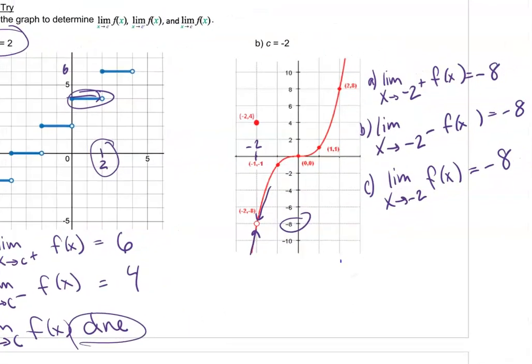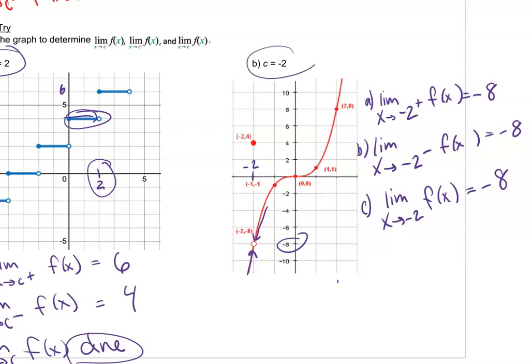Then for this example over here, the x value in question was -2, so along this section. As the function approaches that x value on the right, I can see that the y value wants to go to -8. Same thing as it approaches that value on the left, the y value wants to go to -8. So we could say that the two-sided limit exists because the left and right are both approaching the same y value of -8.